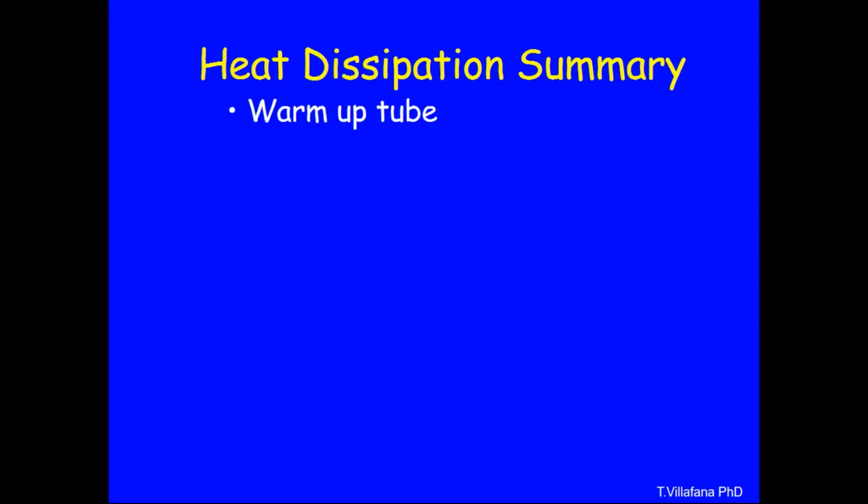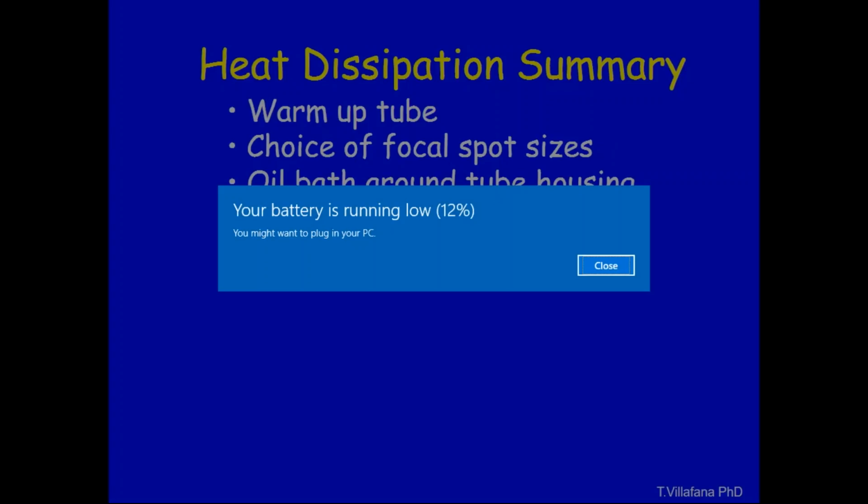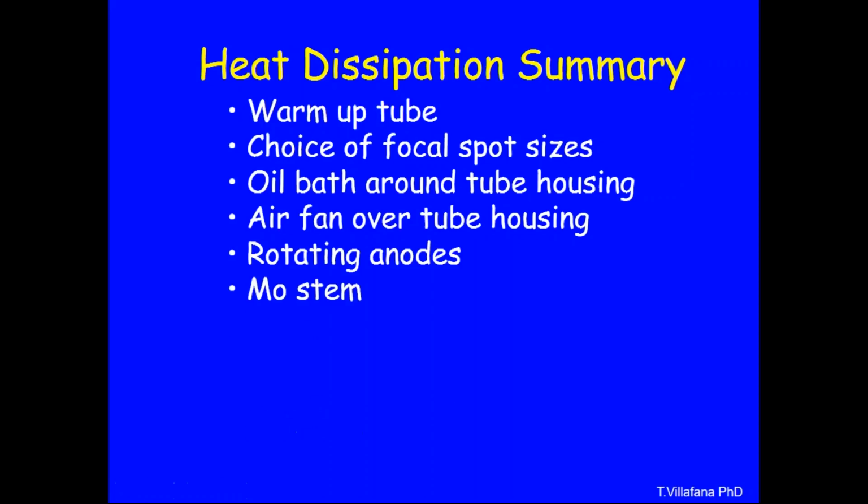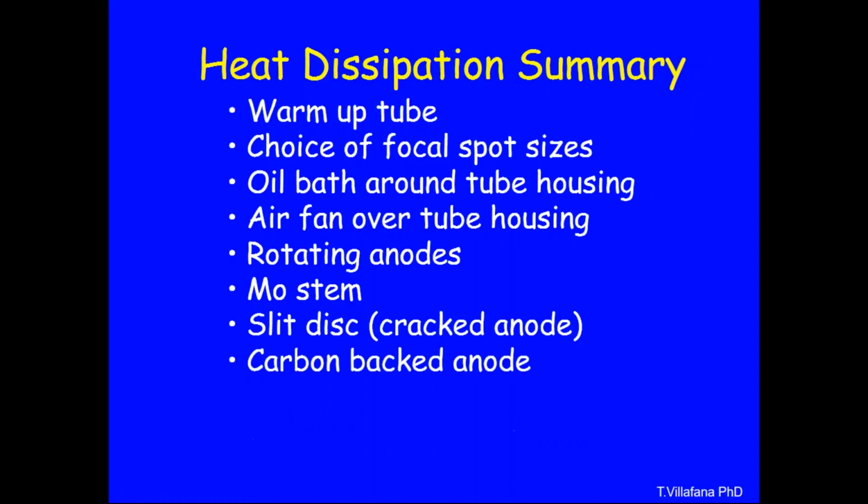Well, here's a summary of all the mechanisms of heat dissipation that we've talked about: the warm-up, the choice of focus spot, the oil bath around the tube housing, the air fan over the tube housing, the rotating anodes, the molybdenum stent, remember all of that, the slip disc, the carbon-backed anode is a summary of all the mechanisms that we've talked about.